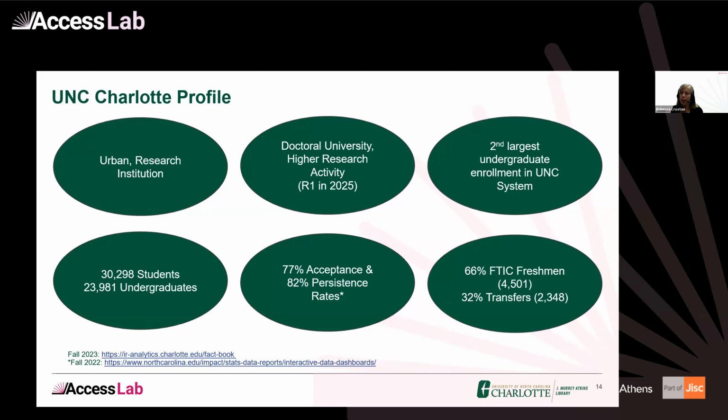In fall 2023, we had just over 30,000 students. We have a 77% acceptance rate, 82% overall persistence rates. 34% of our incoming class this year were transfer students, and we are part of a system of 17 universities in North Carolina, and we have the second largest undergraduate enrollment. Next slide, please.